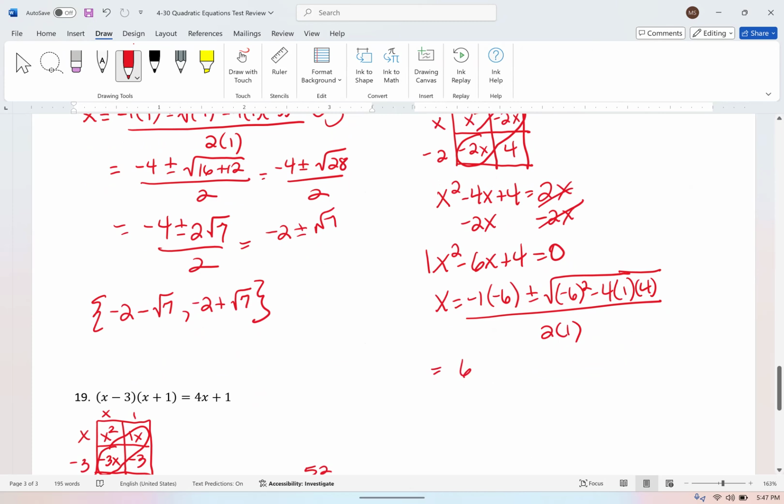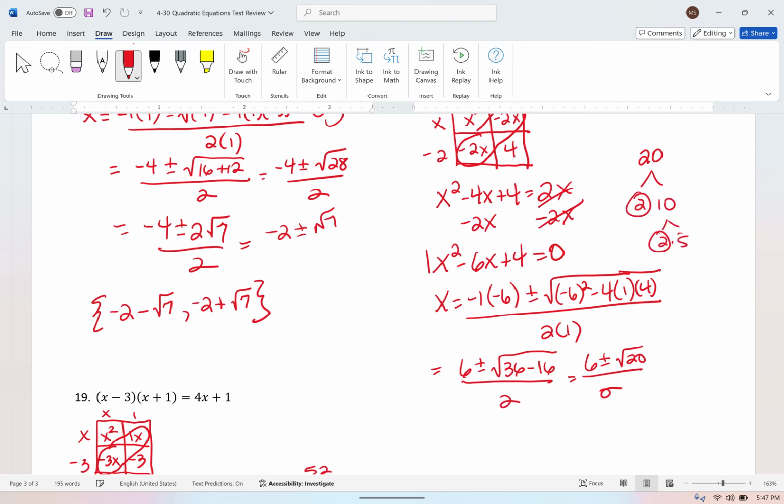All right, so this is 6 plus or minus the square root of negative 6 squared is 36. Negative 4 times 1 times 4 is 16. 2 times 1 is 2. 36 minus 16 is 20. All right, so I'm going to have to simplify because that's not a perfect square. 20 is 2 times 10. 10 is 2 times 5. So 2 times 2 times 5, that means that the square root of 20 is 2 square roots of 5.